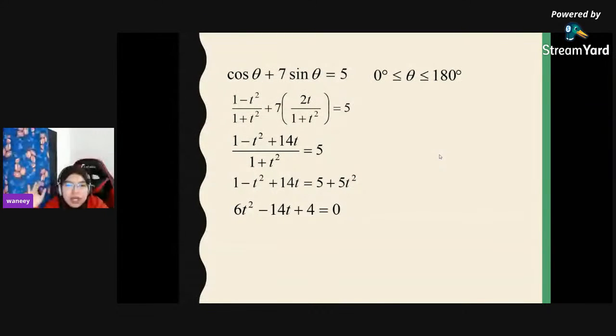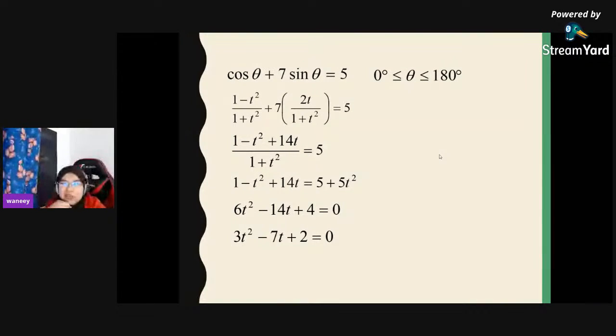So bring everything to the left. You will have 6t squared minus 14t plus 4 equal to 0. Okay, so do make sure to simplify them. If you do see something that can be factorized, factorize them first, or make sure you have the simplest form before you factorize them.